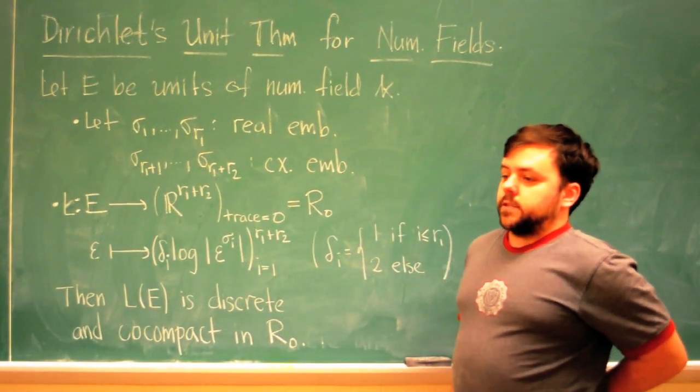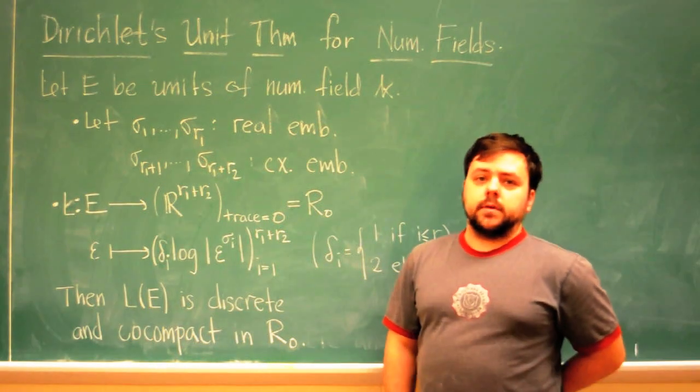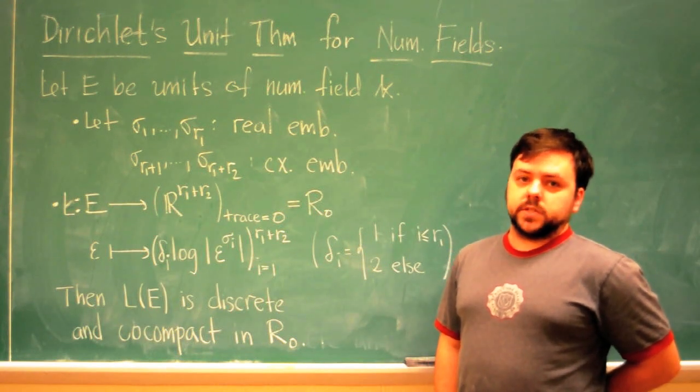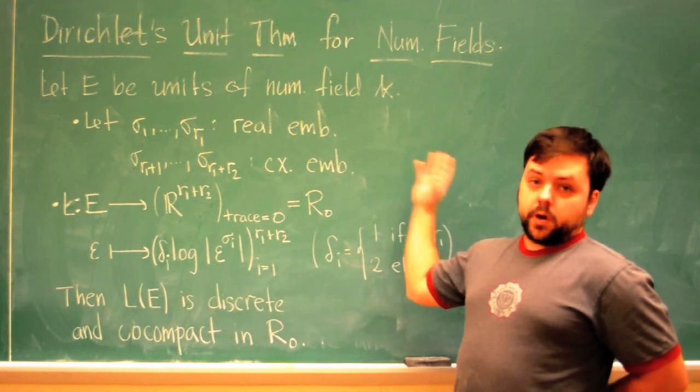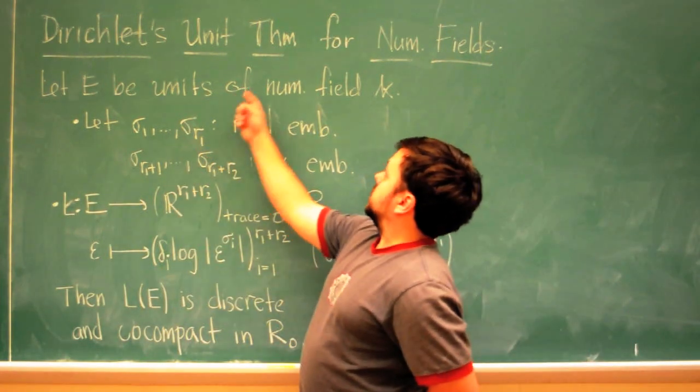So today's video is about Dirichlet's unit theorem for function fields. To begin, let's talk a little bit about Dirichlet's unit theorem for number fields. Let's review the classical setting, if anything just to draw an analogy to the function field setting. So let E be the units of a number field K.